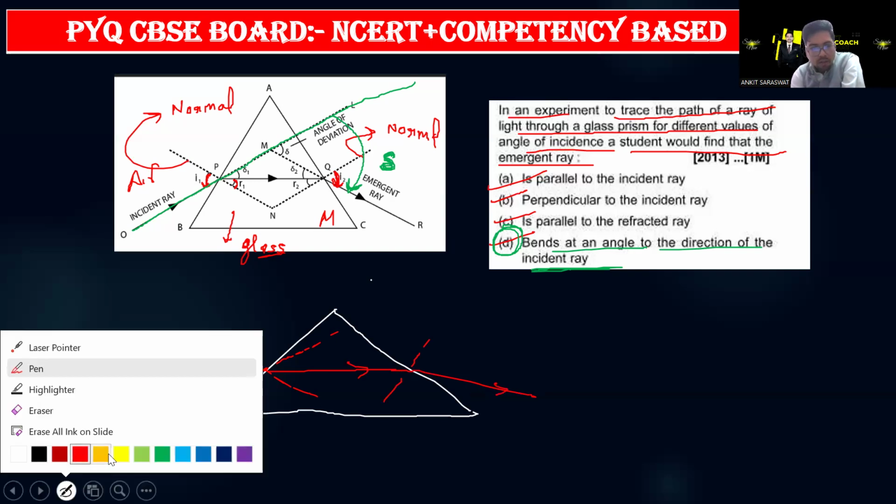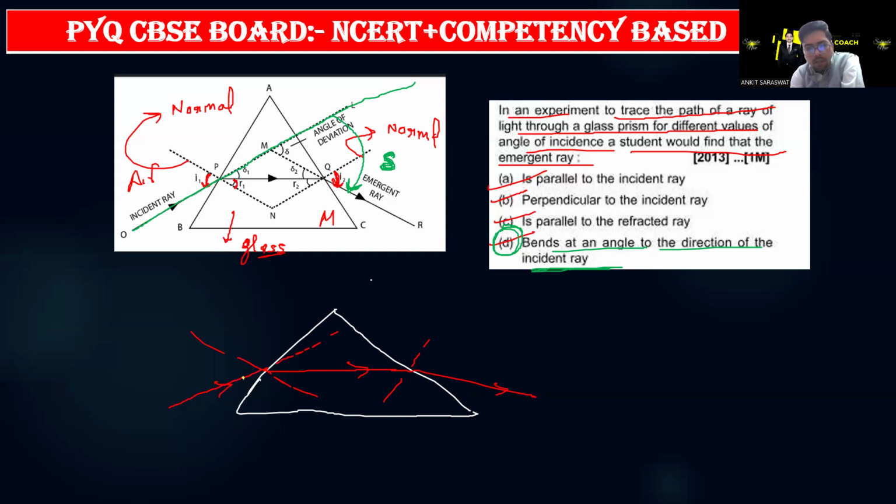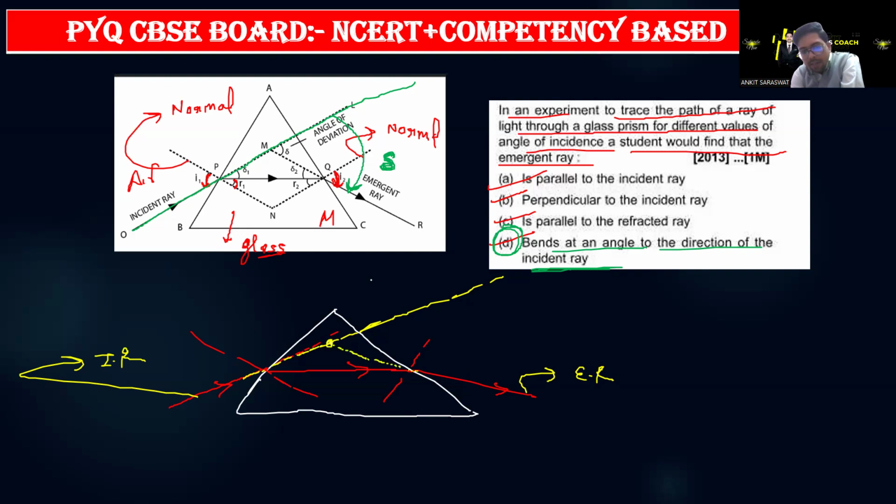Now you can check, if there is no prism, then this incident ray is going straight. So at what angle is it going to deviate? That is the angle of deviation. That is the emergent ray. Okay. This is the incident ray. So the angle between the original incident ray and the emergent ray is known as the angle of deviation. If you trace it back, it will be incident at this point. This angle is known as the angle of deviation.